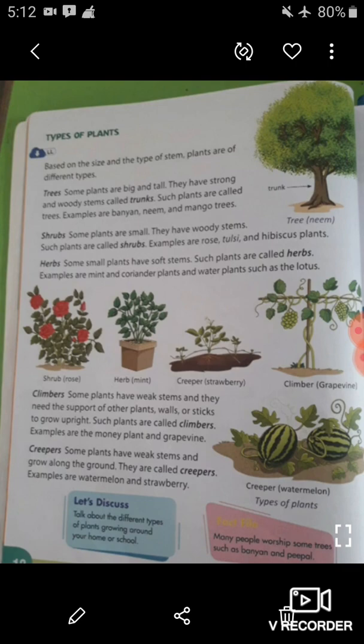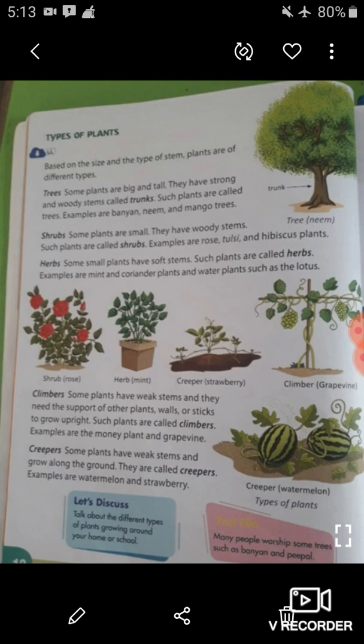Now let's come to the next type of plant, that is shrubs. So students, some plants are small and have woody stems. Such plants are called shrubs. Examples are rose, tulsi, and hibiscus plants. They are called shrubs, and examples of shrubs are rose, tulsi, and hibiscus plants.